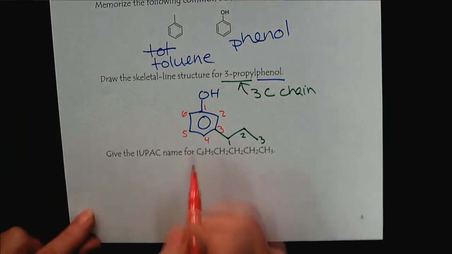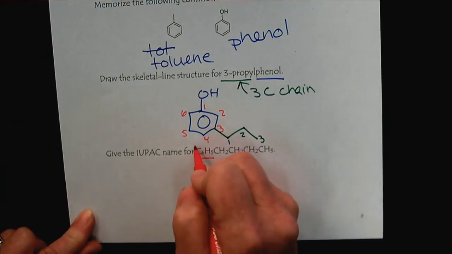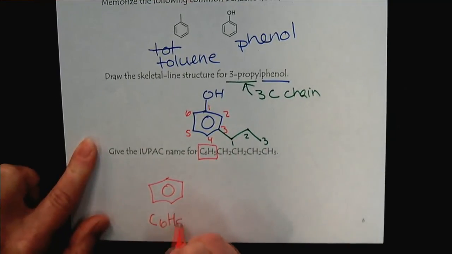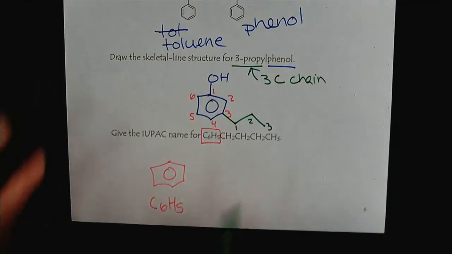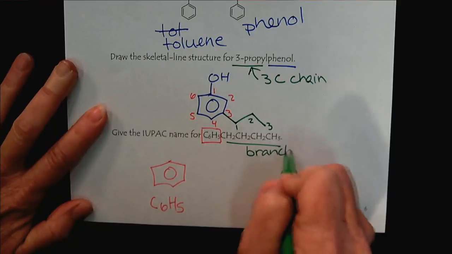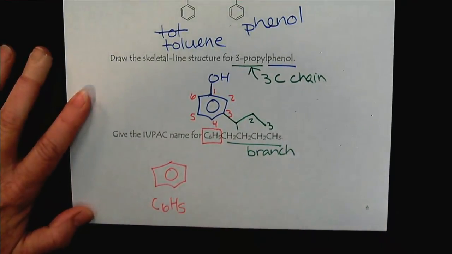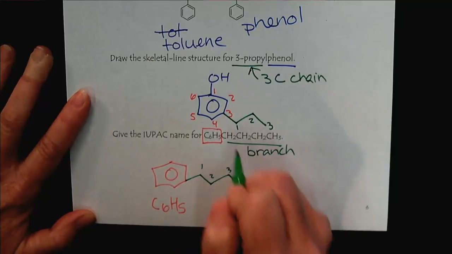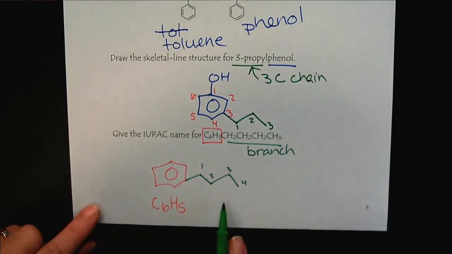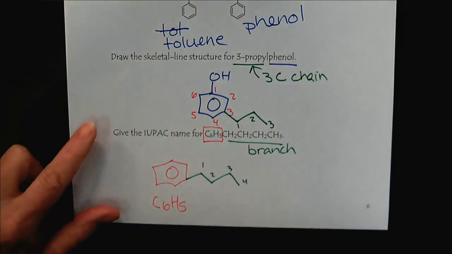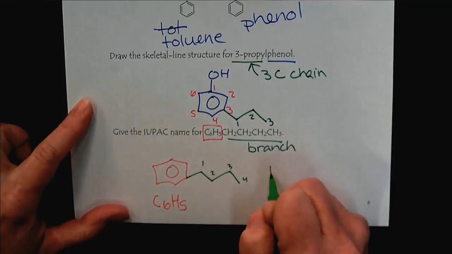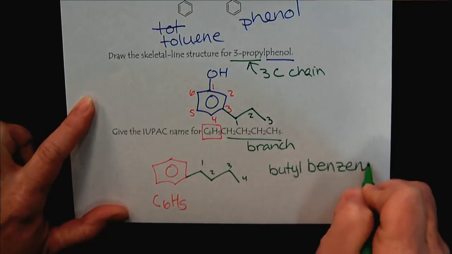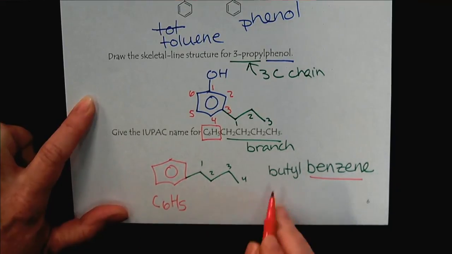And then our last example, C6H5. We want to recognize that as the benzene ring. This is the C6H5. All right, and then this will be the branch or the substituent. And since there's only one branch, we don't worry about it, it can go anywhere. So 1, 2, 3, 4. And so now that we have the structure, let's give the IUPAC name. So this would be butylbenzene. So the benzene ring is here, and then there's the branch coming off.